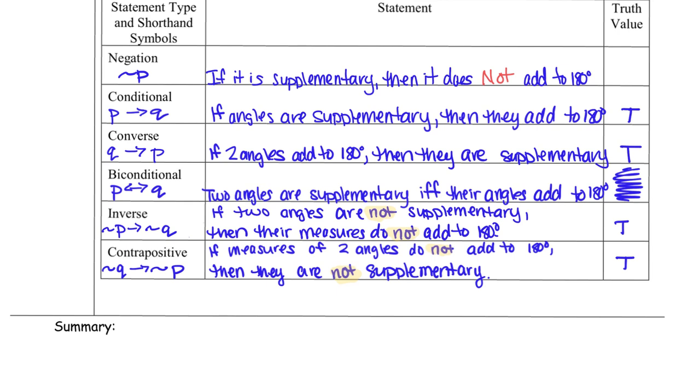For your summary, you need to answer the essential question, which was, how are biconditional statements different from conditional statements?